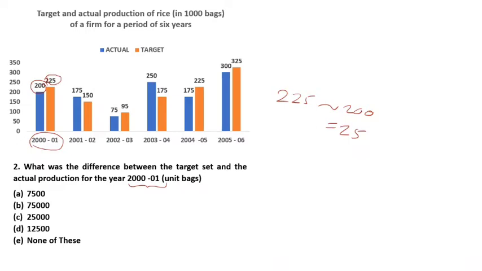The target and actual production are given in 1000 bags. So all these values should be multiplied by 1000. The answer you got here should also be multiplied by 1000. So you get the answer 25,000. Accordingly, you can mark the correct answer as C, 25,000.